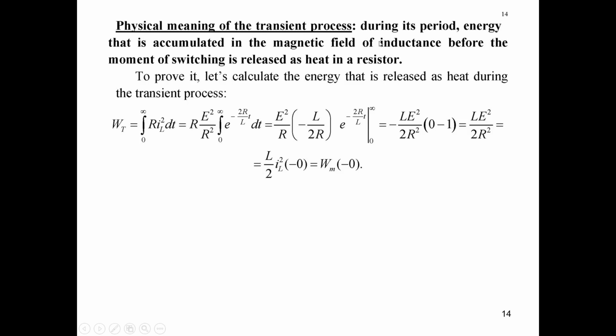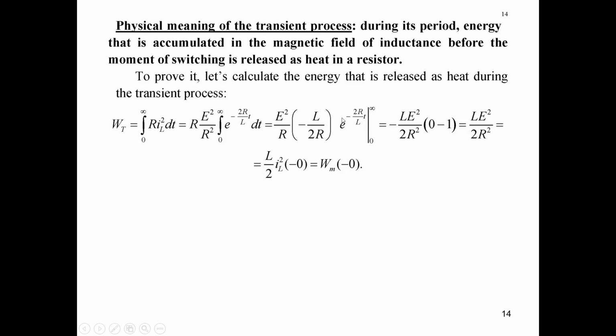Physical meaning: during the period of transient processes, energy that has been accumulated in the magnetic field of the inductance before the moment of switching is released as heat in a resistor. You see? So this energy is spent irreversibly, and it is transformed to heat in a resistor. And let's prove it.